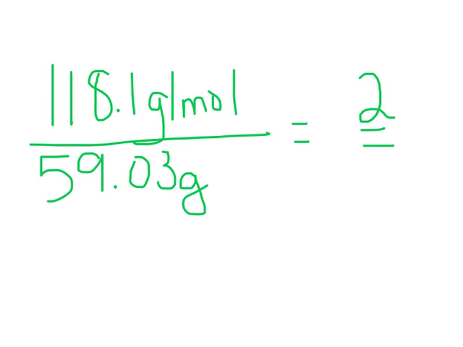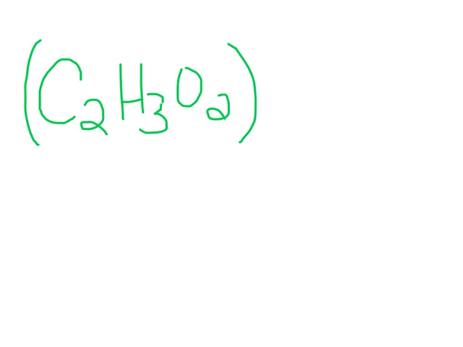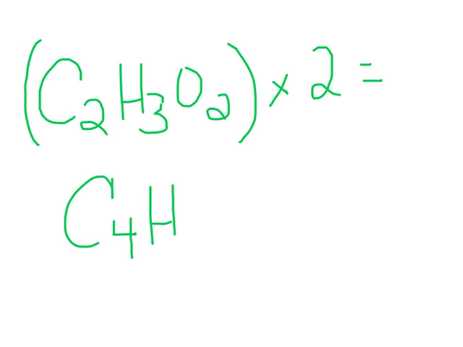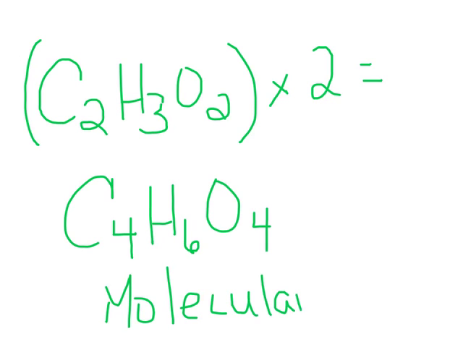Okay? This 2 means that we're going to multiply every subscript in the empirical formula by 2 to get the molecular formula. So I'm going to write out the empirical formula again, C2H3O2, and now I'm going to multiply every subscript by 2 to get C4H6O4. And that is the molecular formula for succinic acid.